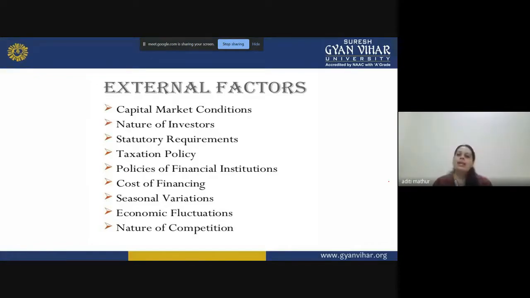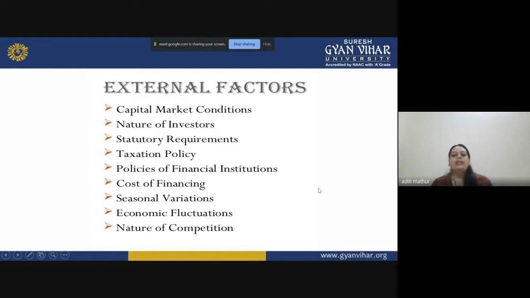The nature of investors. What is the nature of investors? The investor may be just putting the money in your organization so that they can earn a good amount of return, or they may be investing in your organization because somewhere down the line they want to have control over your business. There are n number of statutory requirements given by the companies.